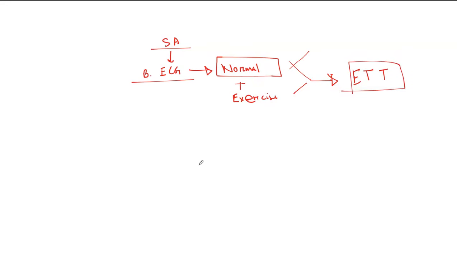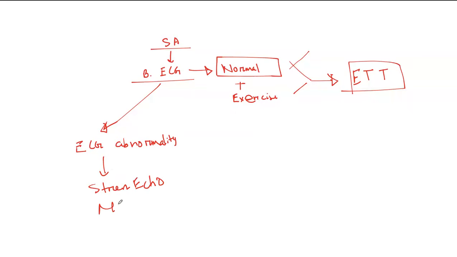test. Now the problem is, let's say the ECG has some baseline abnormality. It means they might have bundle branch block, maybe heart block, something abnormal. In that case, we either do a stress echocardiogram, so the patient will run and we do echo, or we do the myocardial perfusion scan, which is also known as thallium scan. So in this case, the patient will still run on the treadmill.